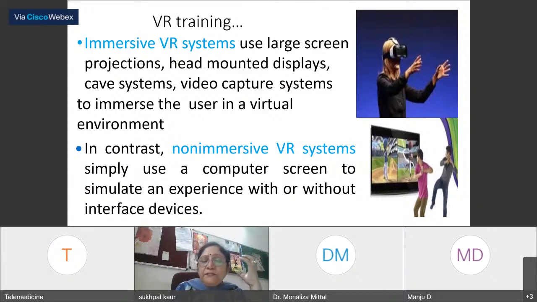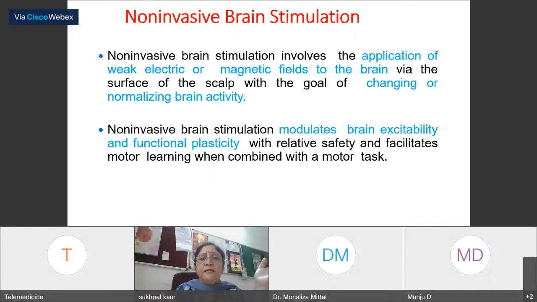Really, what we say is that the person experiences the real situation, that he is able to move his limbs, he is able to move his arms or hands. So actually that particular thing the person is experiencing while immersed in the immersive VR system. In contrast, the non-immersive VR system simply makes use of a computer screen to stimulate an experience with or without interface devices. Another technique is non-invasive brain stimulation.